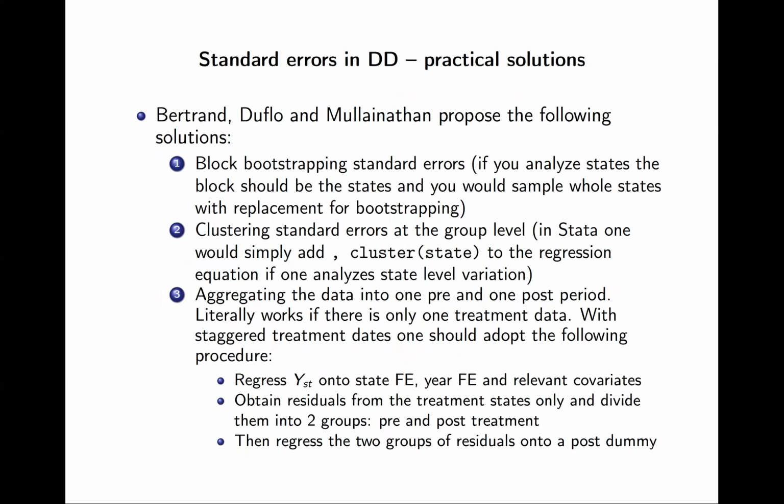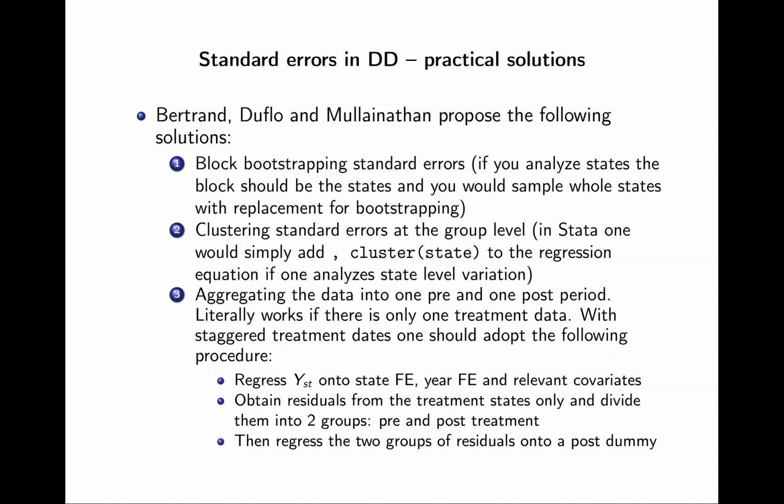First, they recommend block bootstrapping. The block should be the states. You would sample whole states with replacement for bootstrapping. So you're going to partition the data, grab 50%, 20% of the data, run your regression, do that 1,000 times, get a standard deviation. That's going to be your standard error. I've never seen anybody do that.